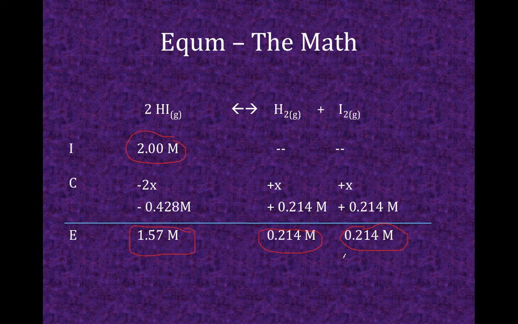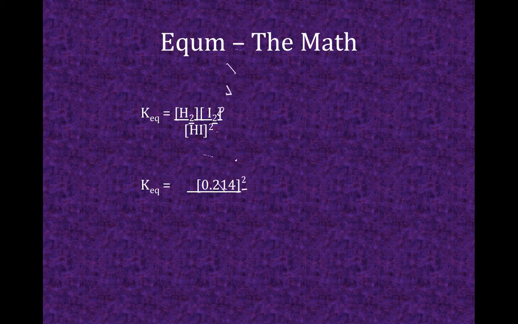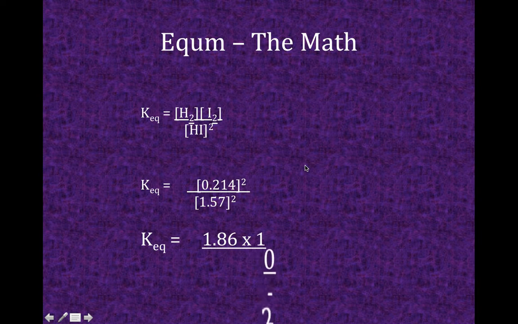Now we have all the information that we need to get the KQ value because we have the equilibrium concentrations. Remember sig figs. So we write out the KQ expression for the reaction. We plug in the numbers from the previous page. We had the 0.214 times 0.214, and we have 1.57 all squared. And then we trust our calculator to belch out the right answer.